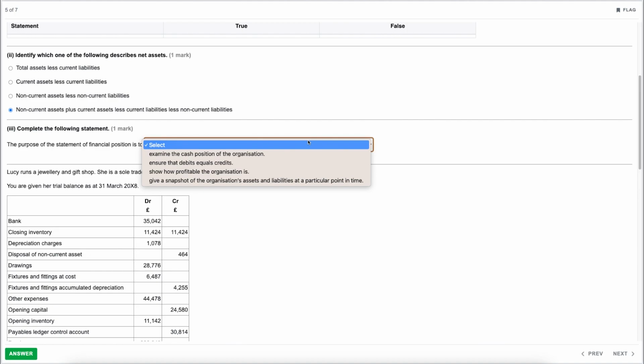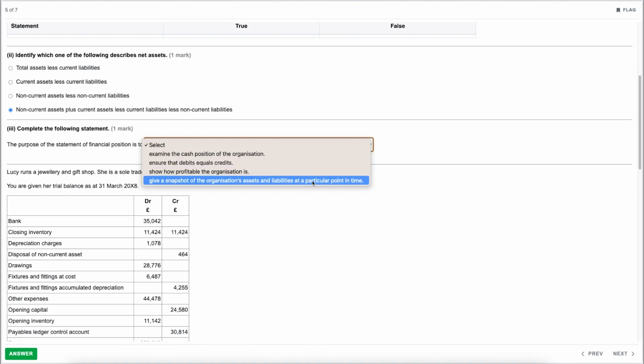So again, let's hope it's this last one. It gives a snapshot of the organisation's assets and liabilities at a particular point in time, which is absolutely spot on. That is exactly what the statement of financial position shows.